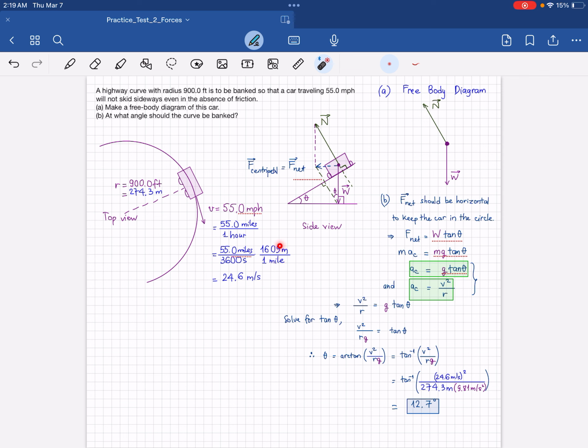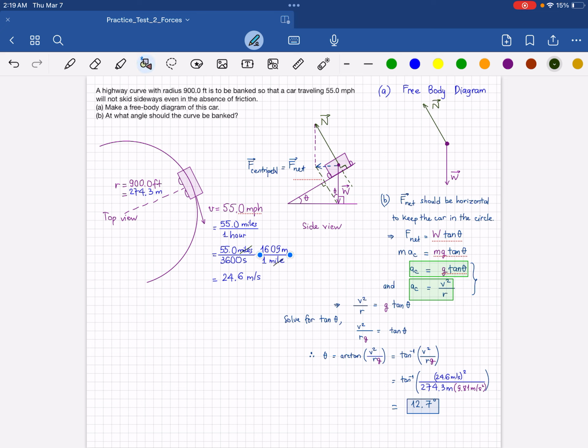A conversion factor is a ratio equal to 1. So if we multiply by it, it doesn't change the result, but it helps us convert from miles to meters. Then for the hours, we know that in an hour there are 60 minutes, and each minute has 60 seconds, so an hour is 3,600 seconds.